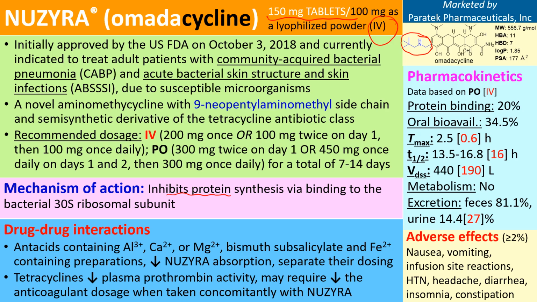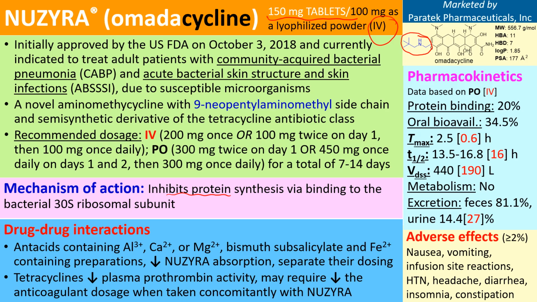Metabolism. This medication is not metabolized. Therefore, we don't expect much drug-drug interactions for patients taking other CYP inducers, for example, or inhibitors. Excretion. Feces 81.1%, in the urine 14.4%, but for the IV dosing in the urine, that's about 27%.